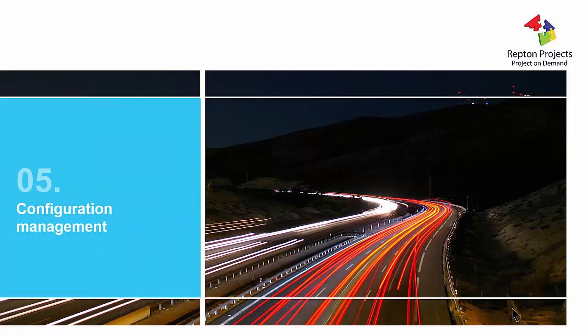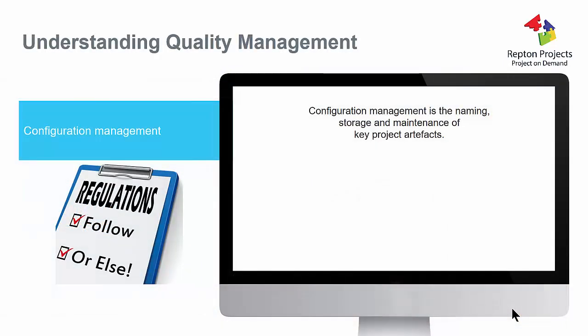Final part today is about configuration management. So what we mentioned really before. Configuration management is about trying to ensure that our key artifacts on our projects are safe and sound, and everybody's working from the same copy, for example. Everybody knows where it's stored, we can easily access it. It's obviously going to avoid any cock-ups along the way. So what configuration management is really about is naming, storage and maintenance of key project artifacts.